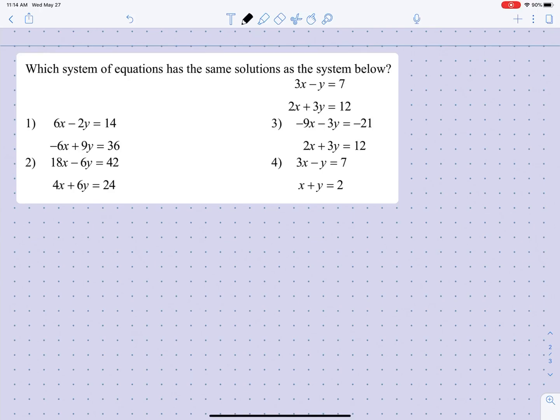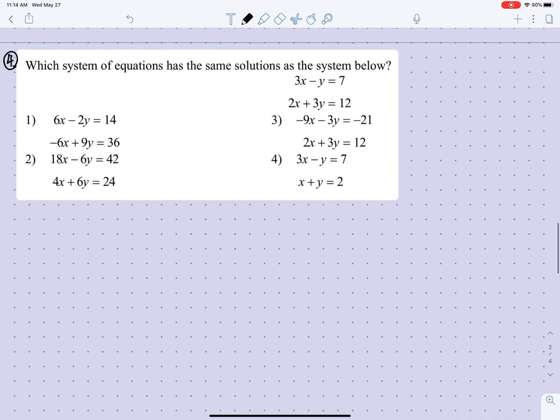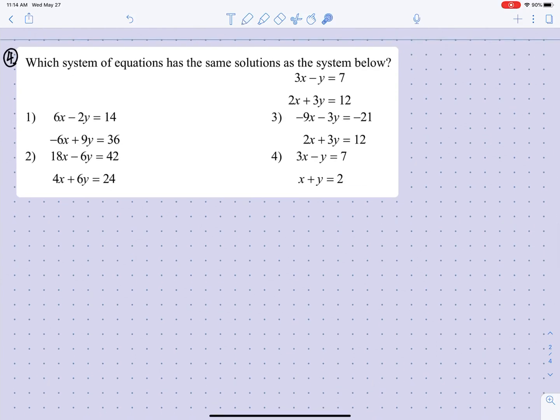Right now we're looking at reviewing from the Algebra final question number 4. Alright, so here we're looking at which system of equations has the same solution as the system below. So which system of equations has the same solutions as the system below?